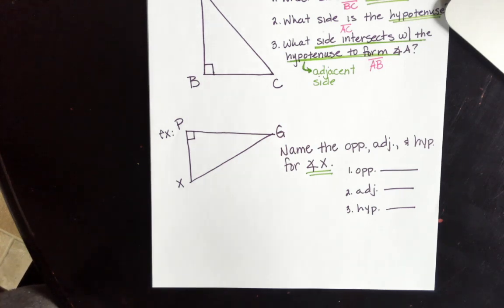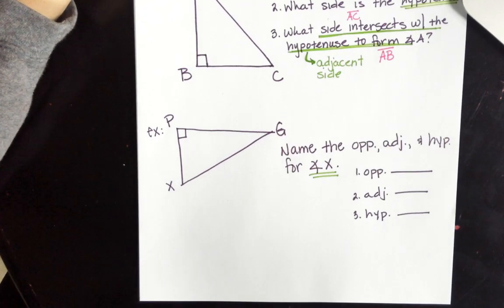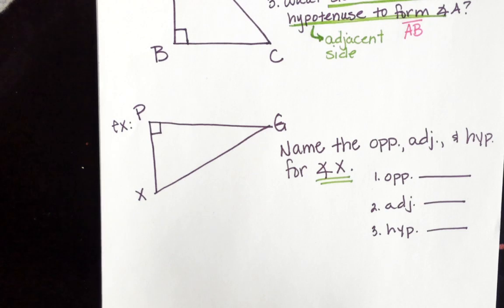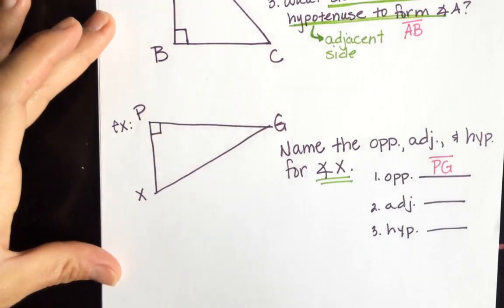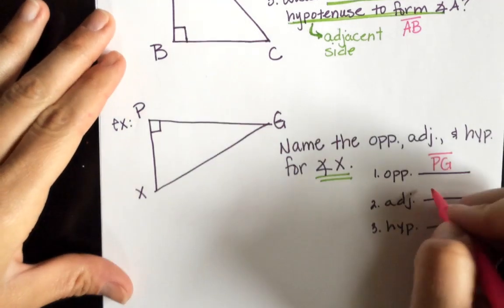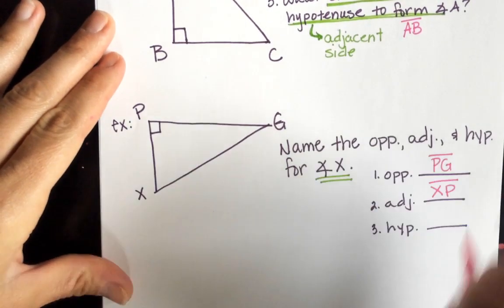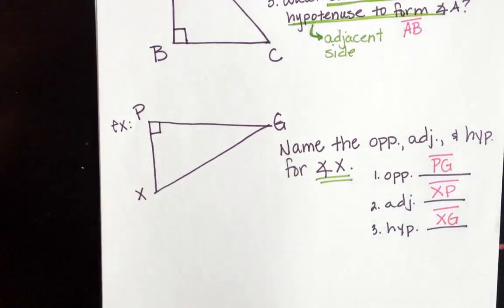What are we thinking? What's opposite of angle X? You are correct. Number 1 is PG. Perfect. Adjacent is XP. And our hypotenuse is XG. Now, again, you're probably thinking, how is this difficult?